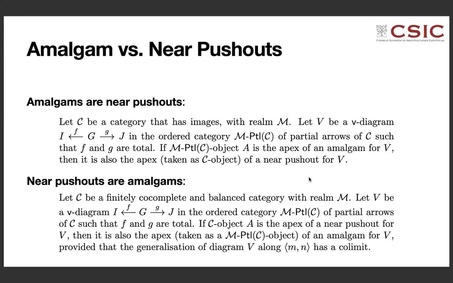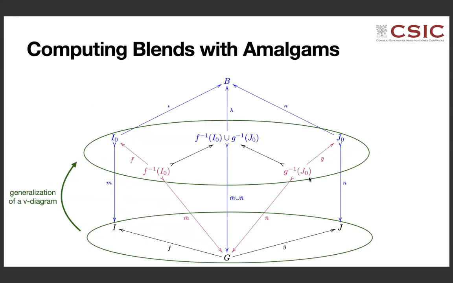This would be the theoretical result that allows us to take the idea of near pushouts as a model of conceptual blending in ordered categories, but to use the computational tools that we can have working with plain categories, because now we compute the near pushouts using amalgams.